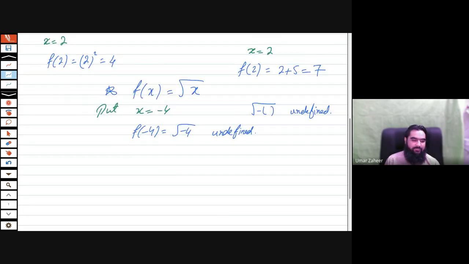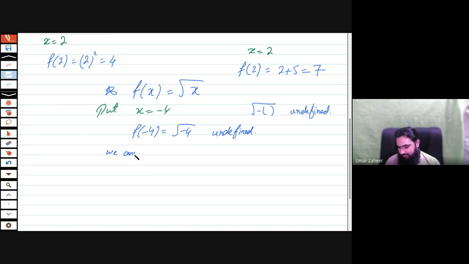In mathematics, you don't have the answer. Obviously, you can convert it into a complex number, but that is not my topic. It is undefined. In real numbers, there is no real answer for the square root of minus 4. So this means that the domain of this function is not negative numbers. The domain must be positive numbers. You will get a restriction here. You must substitute positive real numbers.